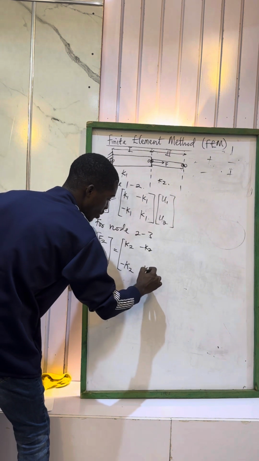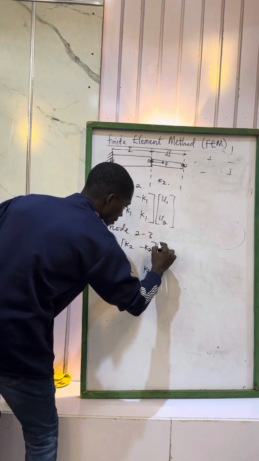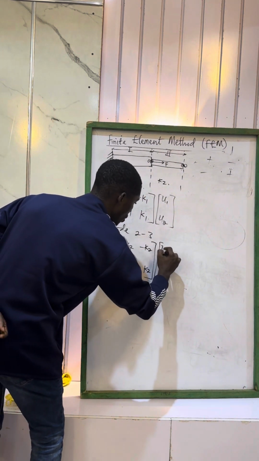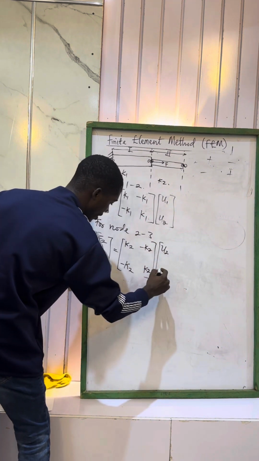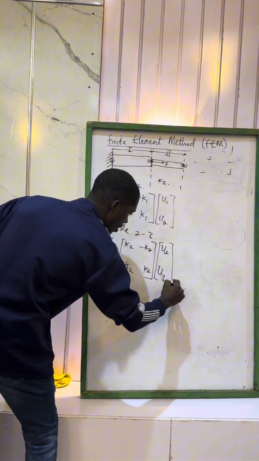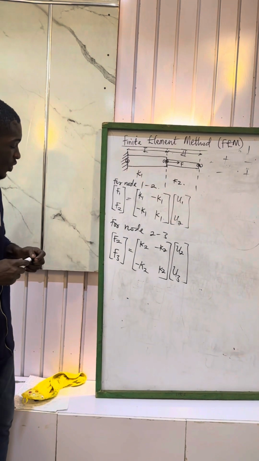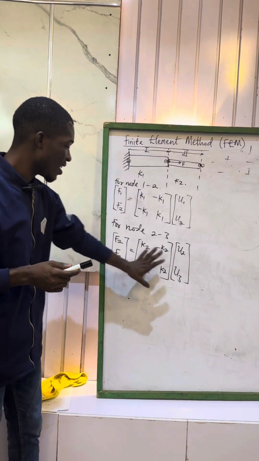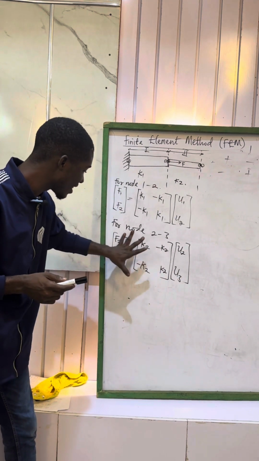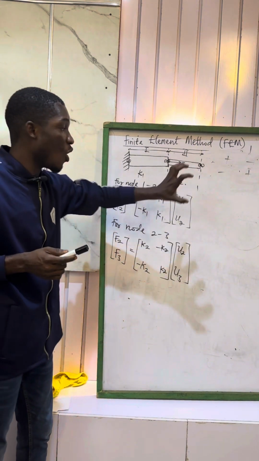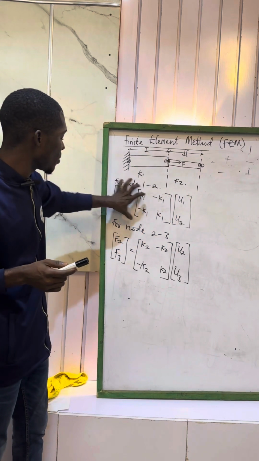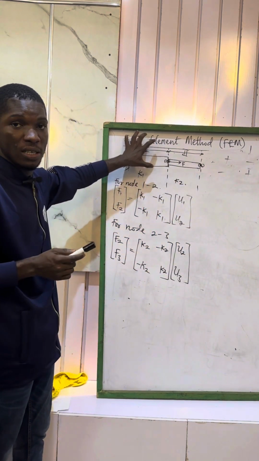And if you say this place is K2, then you are right as well. So this will be U2, and if you say this place is U3, then you are right. All right. So this is the stiffness, the components of element 2, and everything you have here is the component of element 1.